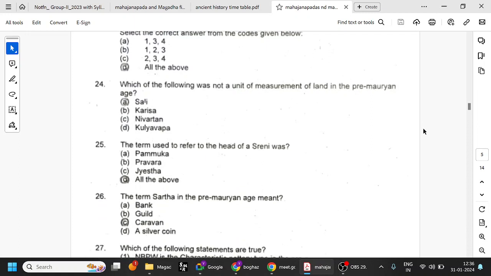Which of the following was not a unit of measurement of land in the pre-Mauryan age? So all the others are units of measurement of land. Just try to remember. If you can't remember also, it's fine. Not very important. Karisa, Nivartan, Kulyavapa, etc.